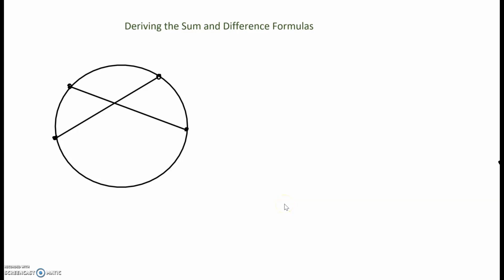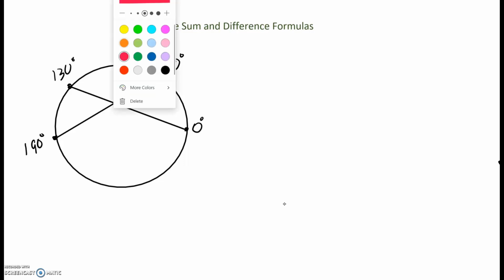Today we're going to be deriving the sum and difference formulas for trigonometry. We're going to think of this as the unit circle. So right here we have 0 degrees, then 60 degrees, 130 degrees, and 190 degrees. Now we're going to think of the arcs.